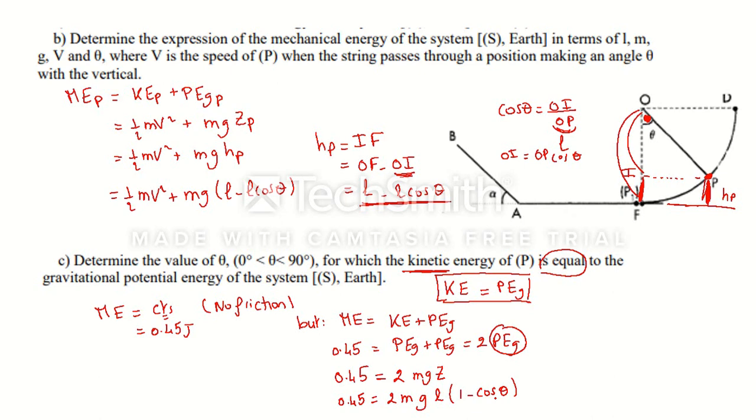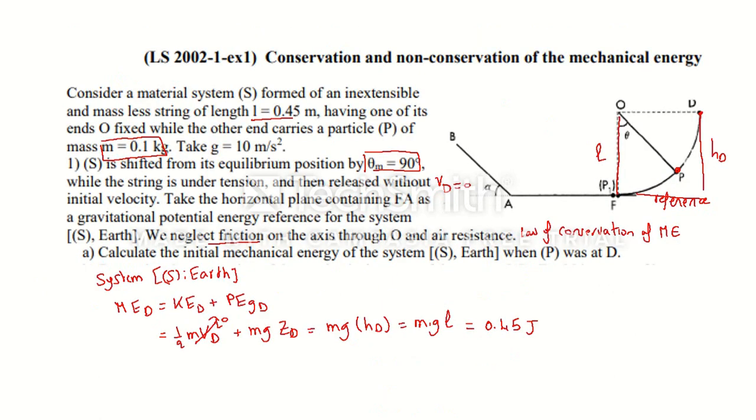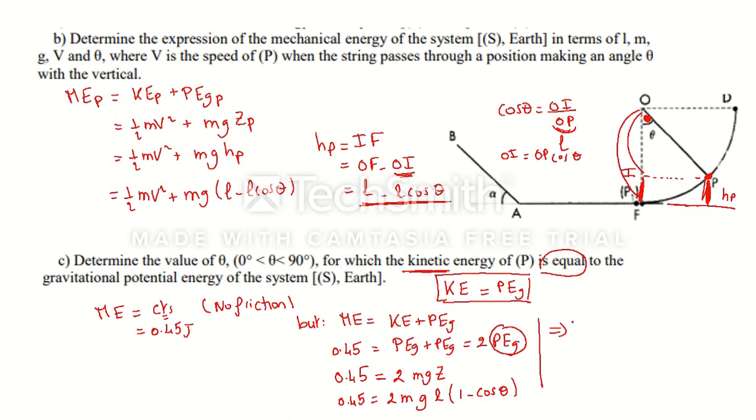The question is to find the angle theta. So now we'll continue the calculation. Then we'll have all of this equal to 0.45. So we have the mass equal to 0.1 and G is 10. So it gives us here 1, and we still have here 2. Now the length is equal to 0.45. So we'll have here 0.45 equal 2 times 0.45. So it's equal to 0.9.